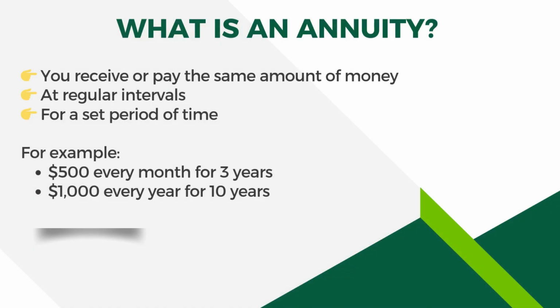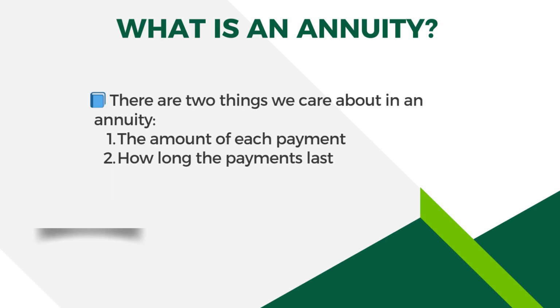What is an annuity? An annuity means you receive or pay the same amount of money at regular intervals for a set period of time. For example, $500 every month for 3 years, or $1,000 every year for 10 years. There are two things we care about in an annuity: 1. The amount of each payment. 2. How long the payments last.